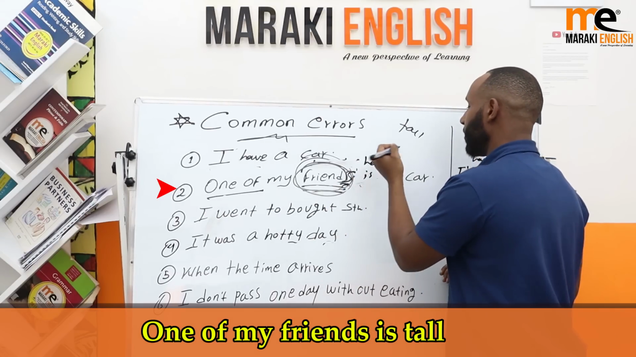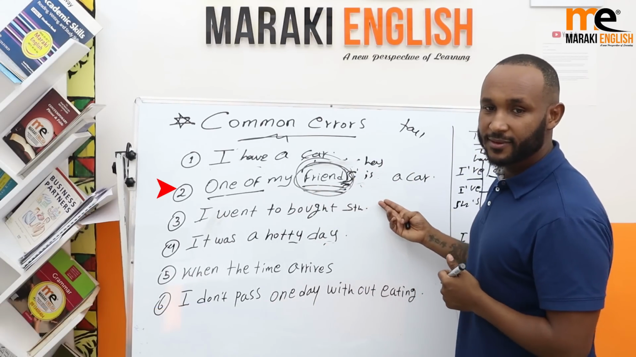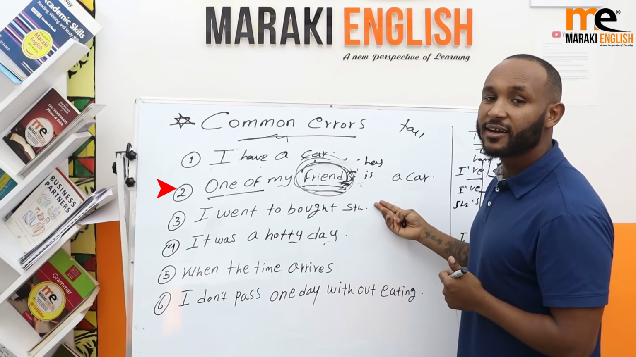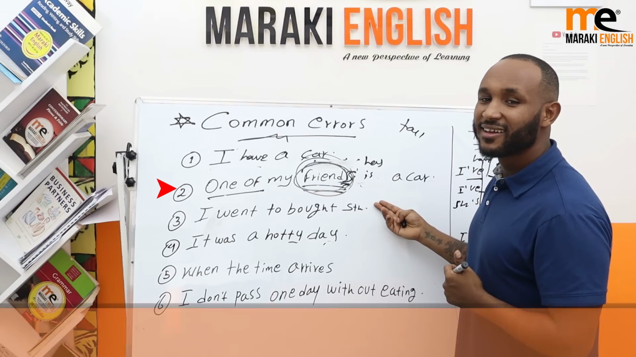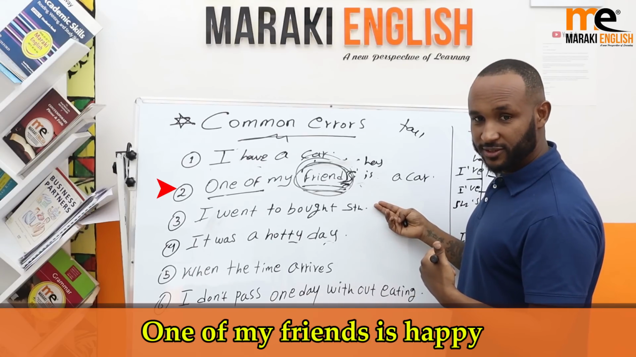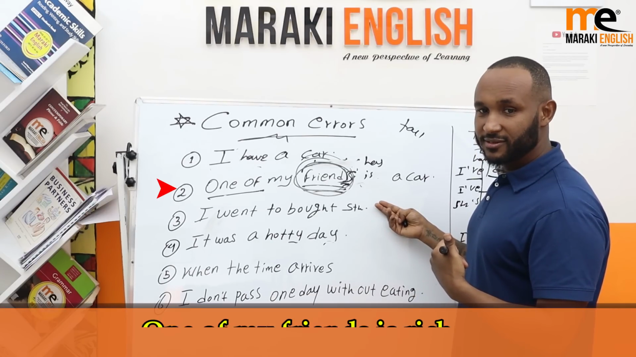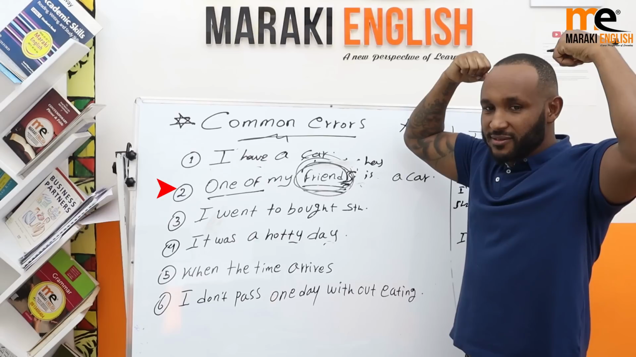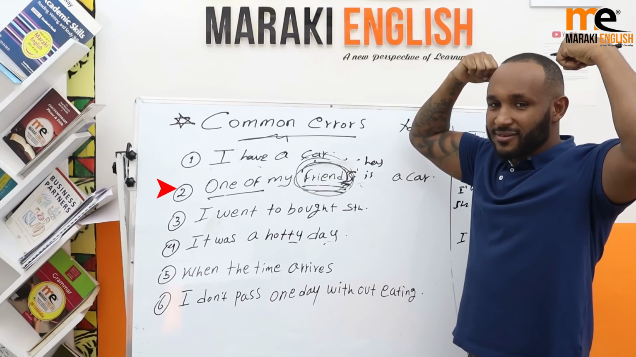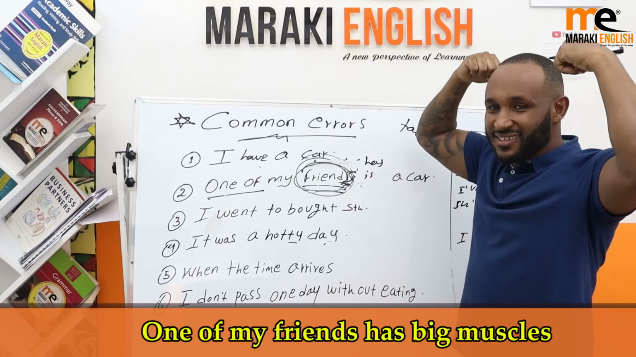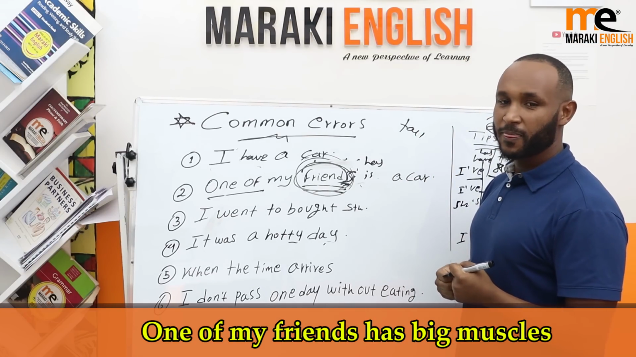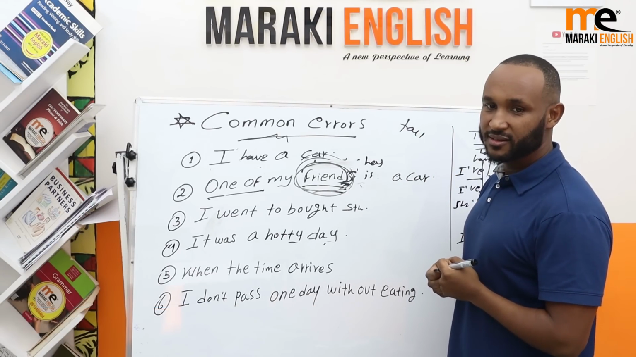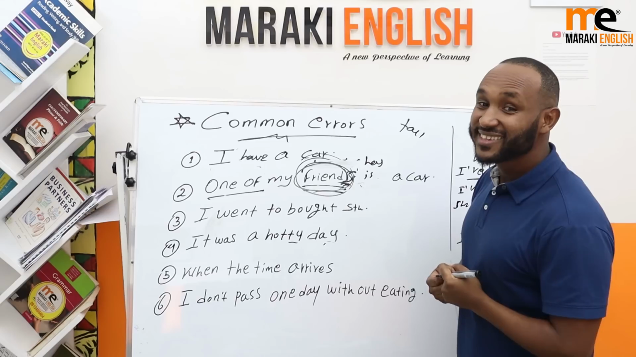Happy. One of my friends is happy. Very good. Nice. Rich. One of my friends is rich. Very good. Big muscles. One of my friends has big muscles. Very good.